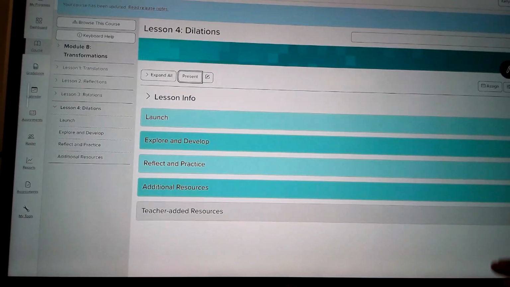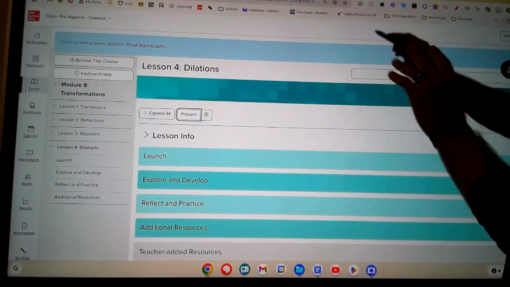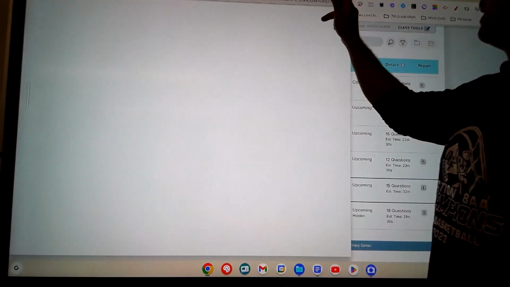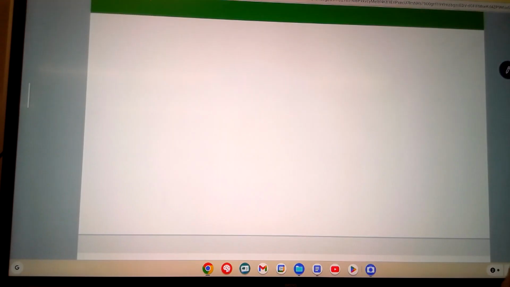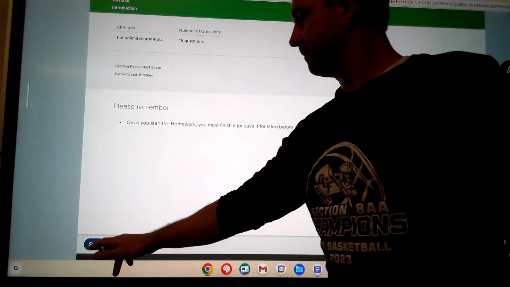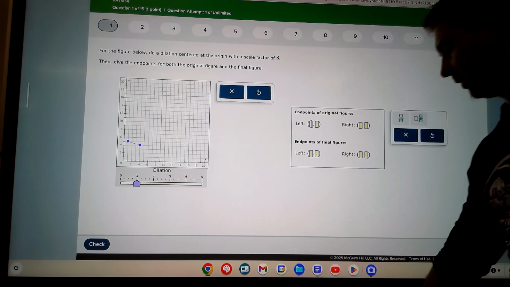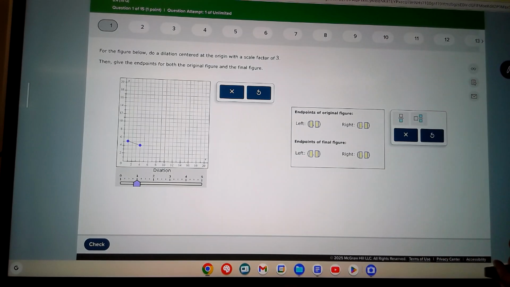Now, let's go to your assignment, because I think you're going to understand that that'll be the hardest thing that you would have to do. Let's take a look. 8.4. Looks like we're doing 15 questions, I believe, on this one. For the figure below, do a dilation centered at the origin with a scale factor of 3. So you can use your mouse down here, and I am going to move that little slider to the dilation they told me. I want a scale factor of 3, so I go up 2, up to 3.